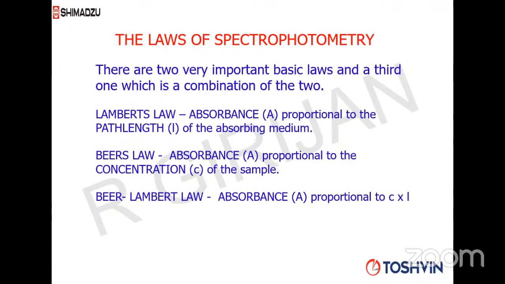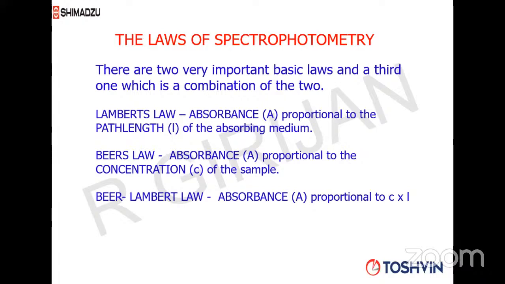Now, if you combine these two, Beer's law plus Lambert's law, you get Beer-Lambert's law. Absorbance, capital A, is directly proportional to concentration as well as the path length of the medium. This is what is Beer-Lambert's law, the most important law in a spectrophotometric estimation.